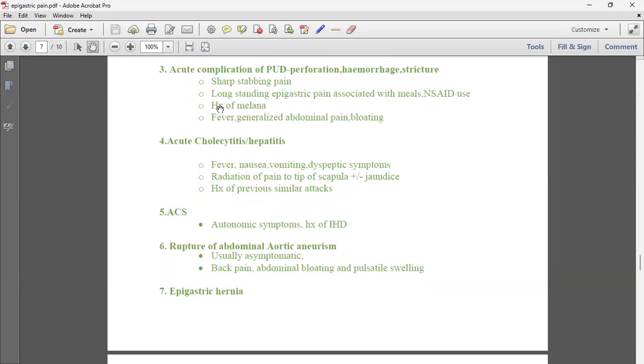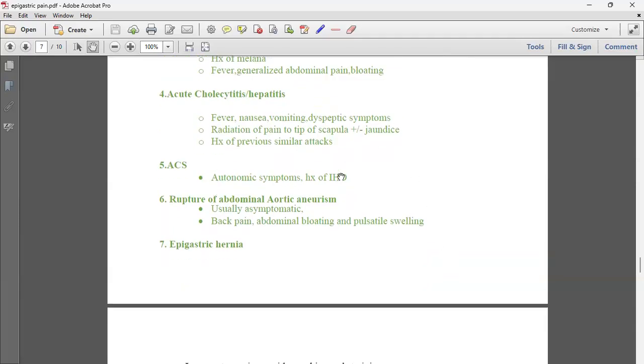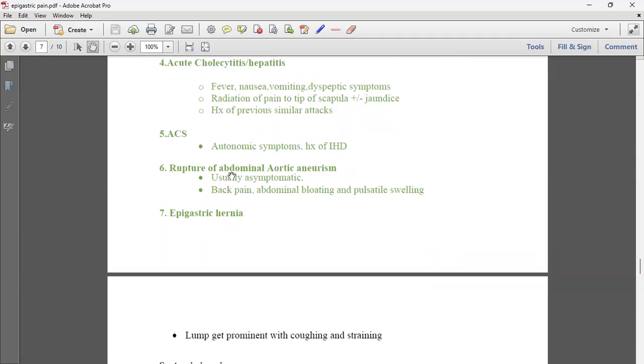Another differential you have to entertain is cholecystitis and hepatitis. These are some symptoms you have to ask about, and an acute coronary syndrome must always be excluded. It is unlikely for us to get a patient with an abdominal aortic aneurysm as the long case, and also a hernia.